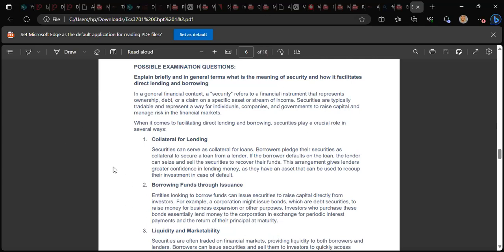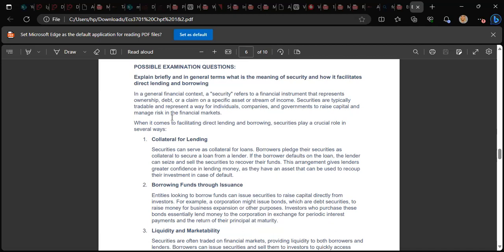All right, so possible examination questions that we could come across. Briefly explain in general terms what is the meaning of a security and how does it facilitate direct lending. So I think up there's a definition of security, but in the general financial context, security refers to a financial instrument that represents ownership, debt, or a claim on a specific asset or a stream of cash flows. Securities are typically tradable and represent a way for individuals, companies and governments to raise capital and manage risk in the financial markets.